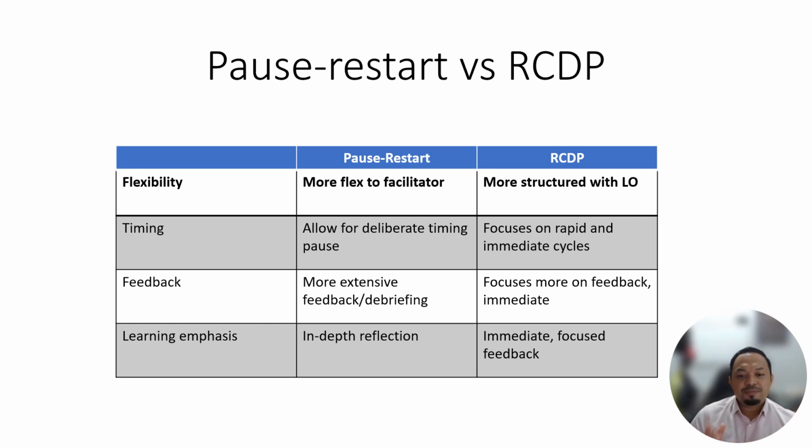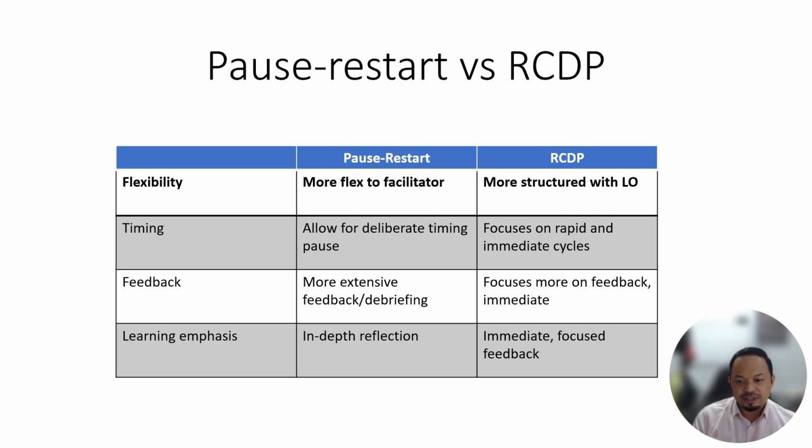Now, you might ask me, what's the difference between pause restart versus rapid cycle deliberate practice? There are a few differences between these two. Number one, in terms of flexibility. Pause restart is more flexible for the facilitator. Why do I say so? Because there is no specific time where you have to stop or pause. As long as you see an error, or you detect any major adverse event or critical event happening, you stop and you do the debriefing.